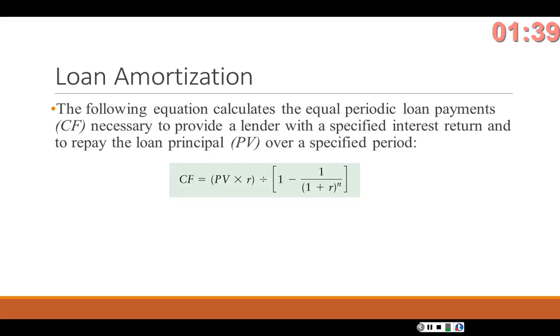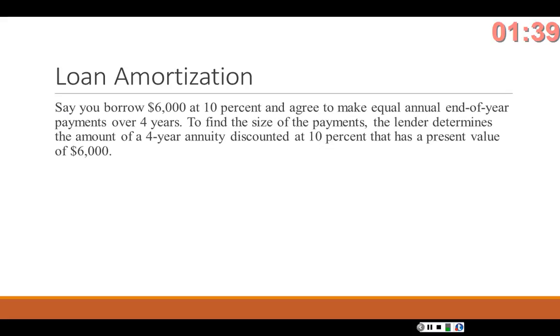To calculate the equal periodic loan payments, we can do this by using this equation. The present value times the stated rate divided by 1 minus 1 divided by 1 plus the stated rate raised to the nth power. Or we could put it into our time value of money. So let's say you borrow $6,000 at 10%. You're going to make equal annual end-of-year payments for 4 years.